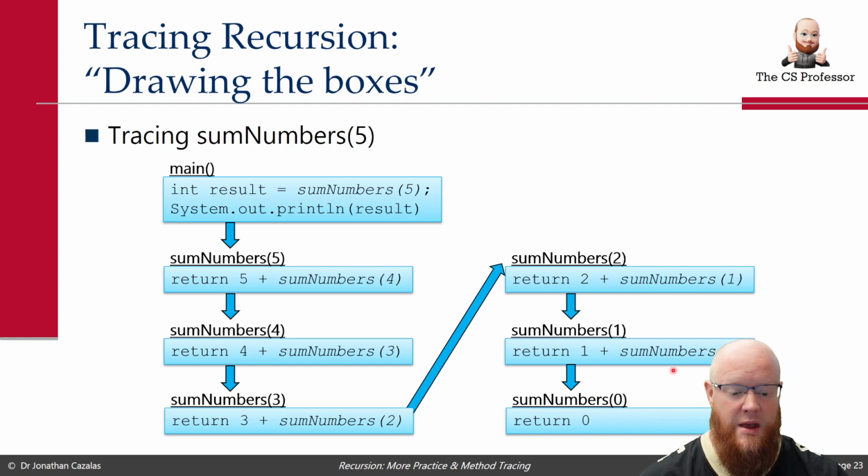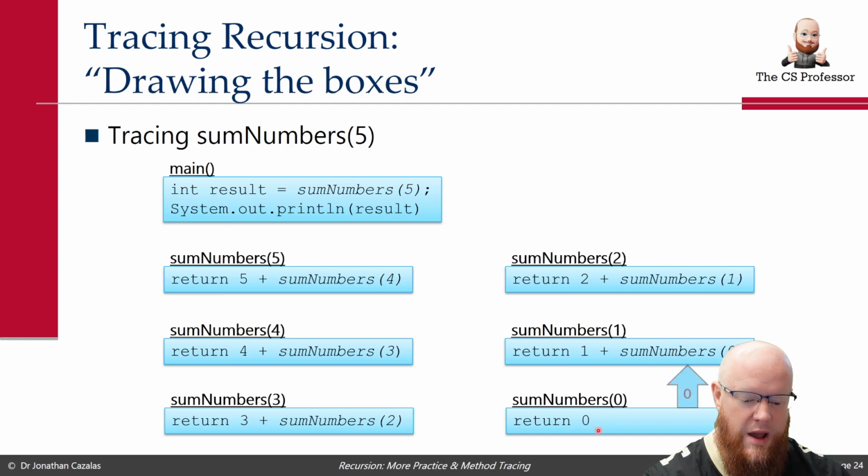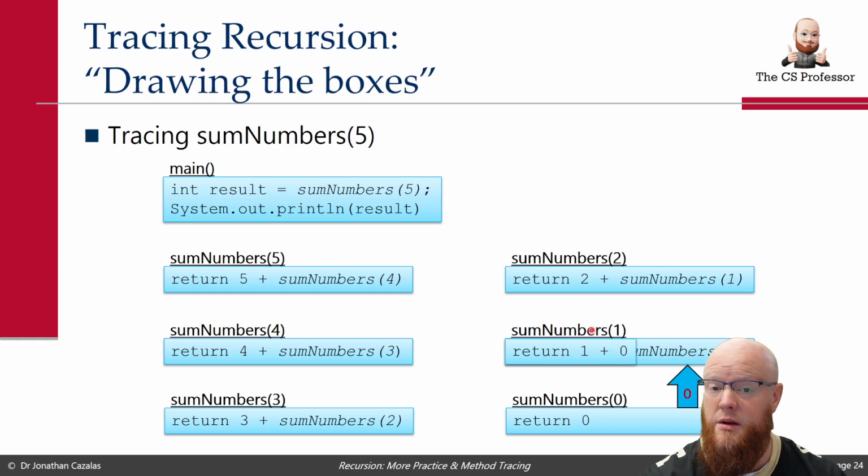Where was it called from? It was called from right here. So 0 is going to get returned right there. And this sum numbers of 0 right here will become 0. So now sum numbers of 1 is going to return 1 plus 0, which is just 1, which is going to get returned right here where it got called from.